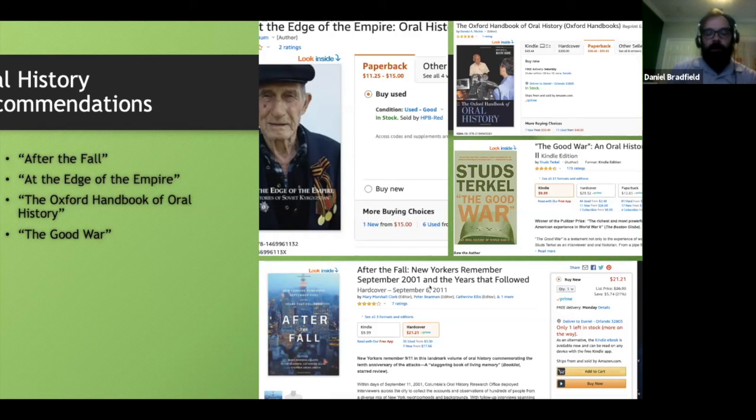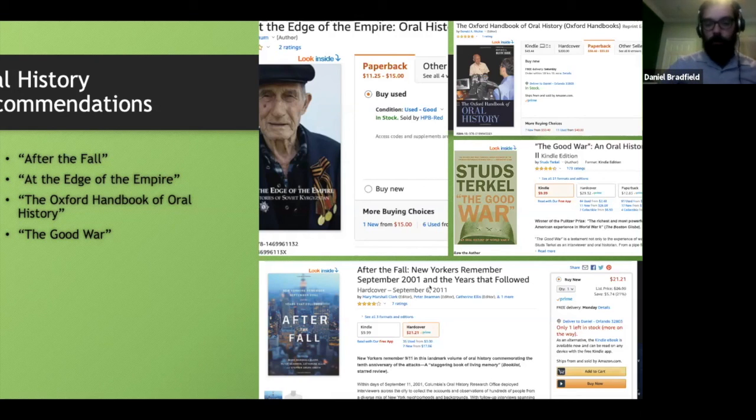At the Edge of the Empire is a book about Soviet Kyrgyzstan and Kyrgyz people reckoning with the collapse of the Soviet Union. It is an incredible book. It's done in a format of an individual person and then transcription of the interviews. So it's a great primary source too, if you want to review exactly how the interview went and the things that they said.